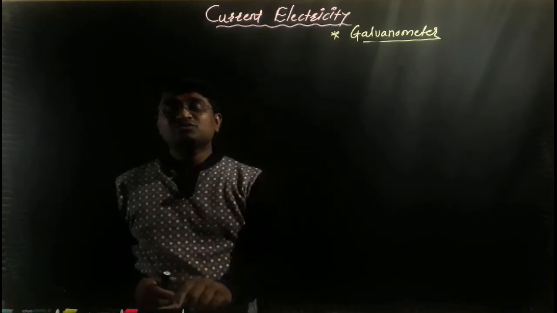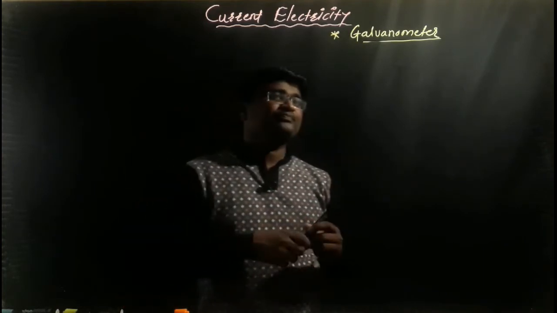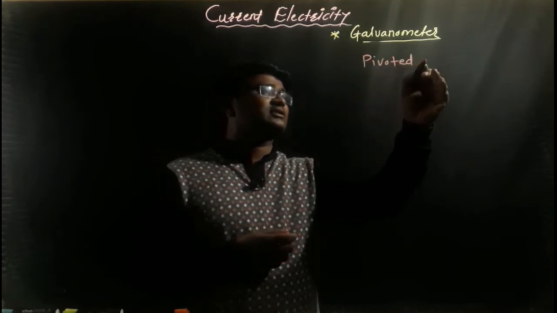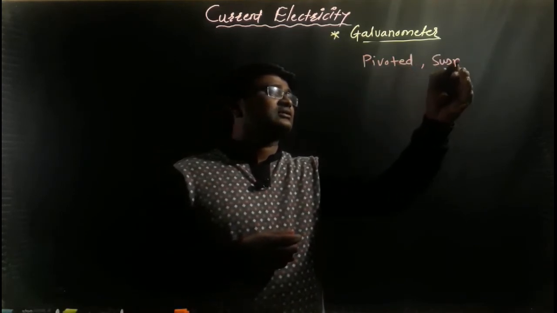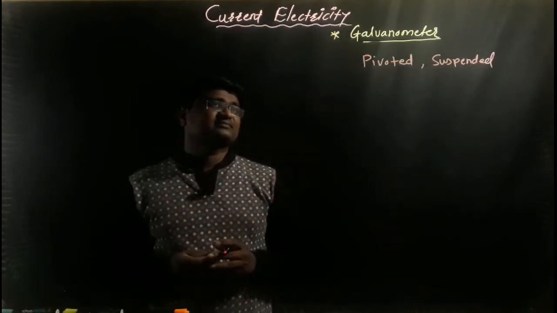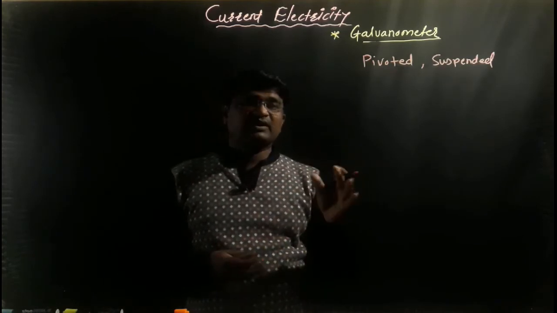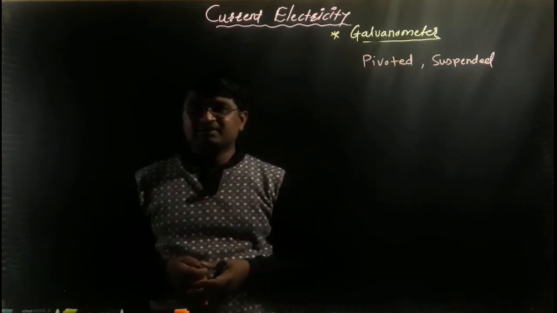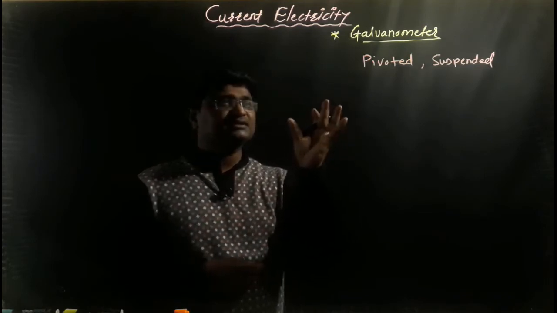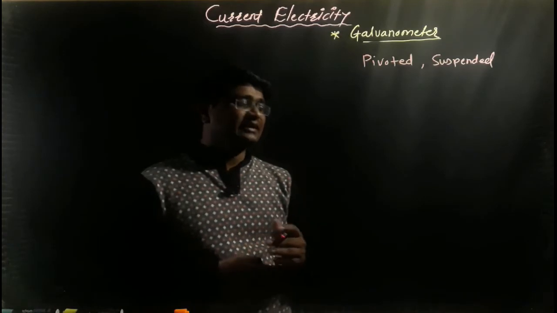This galvanometer works totally on the basis of a coil, and this coil is of the pivoted and also the suspended type. So the moving coil galvanometer depends upon a coil, and this coil is pivoted or suspended. How it works and how it measures electric current, we will discuss easily. We can draw a rough diagram of the galvanometer.